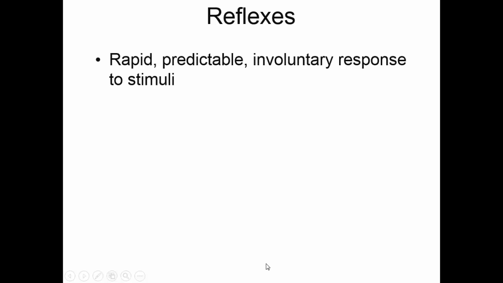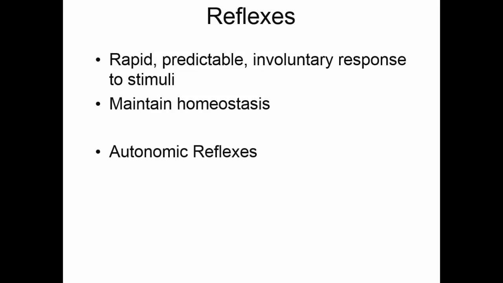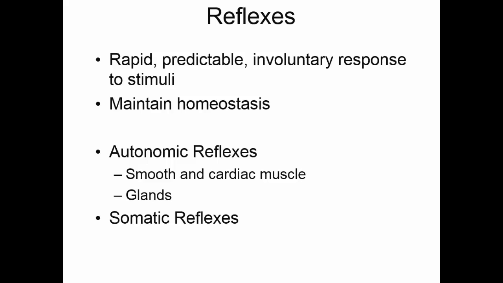Reflexes are rapid, predictable, and involuntary responses to stimuli. These help us maintain homeostasis. Reflexes help you keep your balance when you suddenly misstep, for example. An autonomic reflex will control smooth and cardiac muscle and gland activity. Somatic reflexes will control skeletal muscle activity. Reflexes are arranged in what's called a reflex arc.